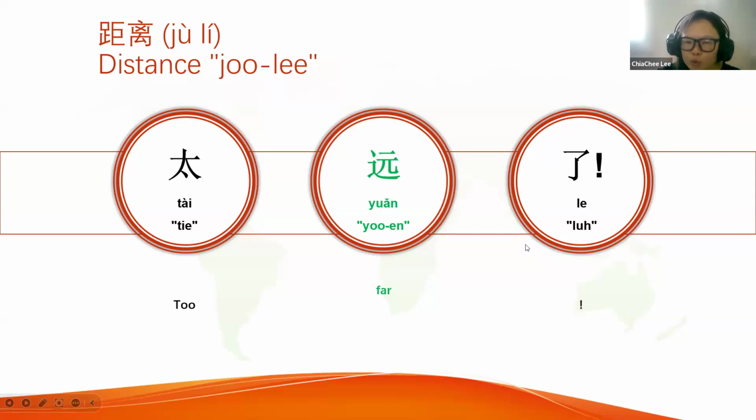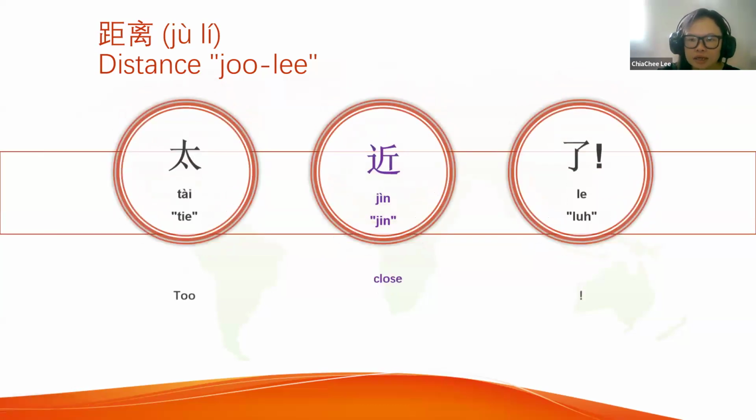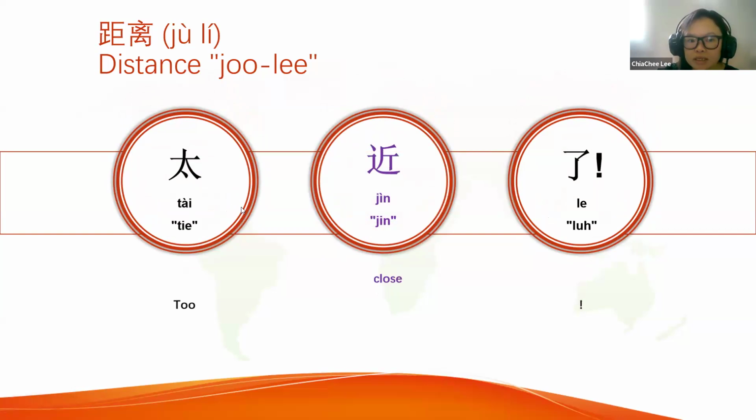太远了. Too far. You can say the car is too close to me, 太近了. Again, what we observe is we just replace the adjective. So for 距离, you can check on 多远, 多近. Then if it's just too close or too far, we say 太远了, too far. 太近了, too close. All right, this is for our first pair on distance.